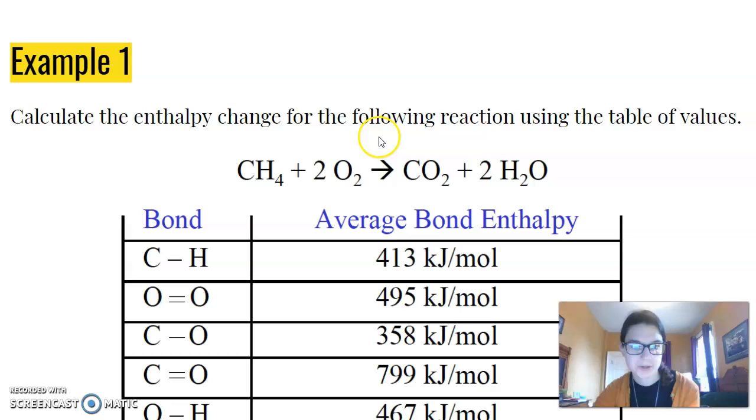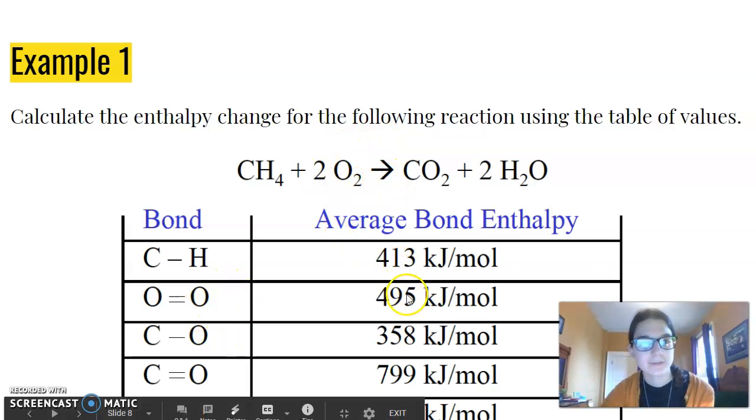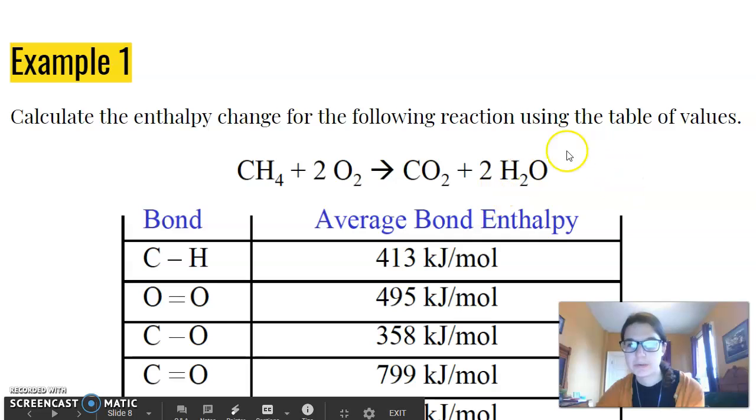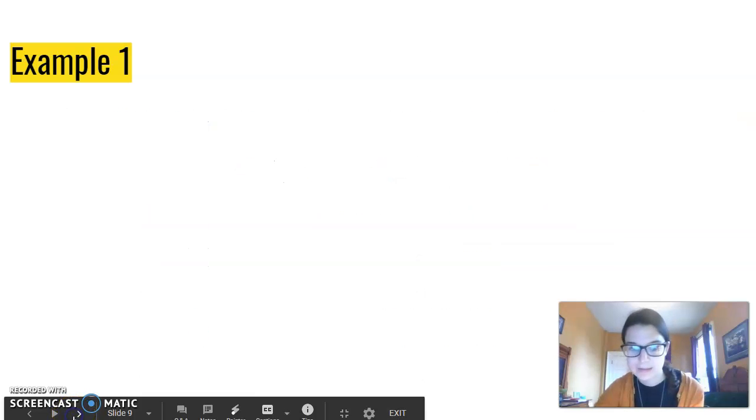And same thing for oxygen. We have 2 O2 molecules here. We don't just have 1. So we're going to have 2 of these bond enthalpies being broken. And then we'd have to consider that for H2O as well. So keep in mind the number of bonds that you're breaking is also going to affect this.